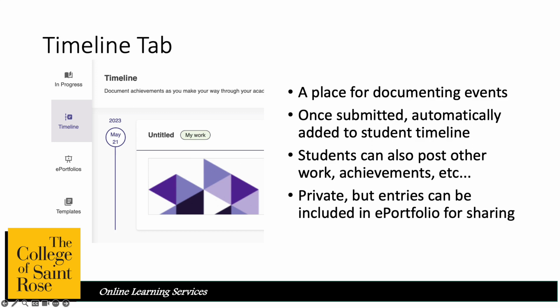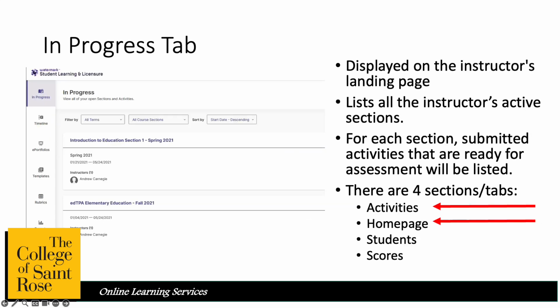So if you have an e-portfolio, everybody on campus and everybody in the site program has the option of creating their own e-portfolio that they can share with potential employers or if they're applying to a graduate program. They can take things from that timeline that they think would be great to put in that portfolio, and it's a very simple workflow to just add it into the e-portfolio. So let's go back to the In Progress tab.